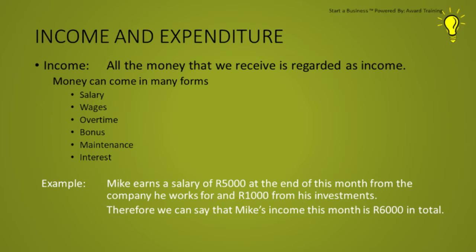Mike earns a salary of 5,000 Rand at the end of this month from the company he works for, and 1,000 Rand from his investments. Therefore, we can say that Mike's income for this month is 6,000 in total. How do we know this? 5,000 plus 1,000 equals 6,000 Rand.